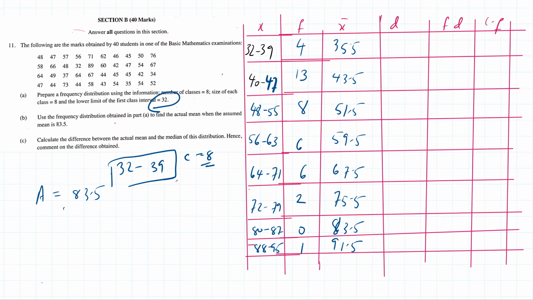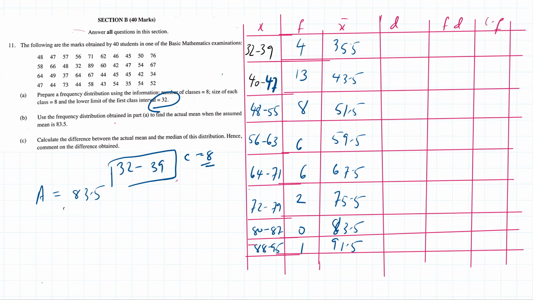So you take 32 plus 39 divided by 2, you get 35.5. For 40 to 47, 40 plus 47 divided by 2, you get 43.5, and so forth, up to the last value. So that is the frequency distribution table, but now we are going to use the table to find the actual mean when the assumed mean is 83.5.